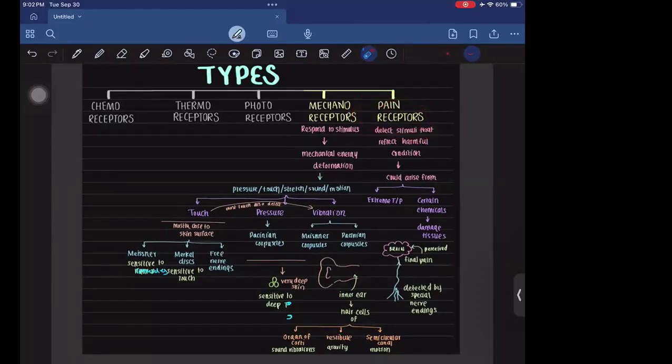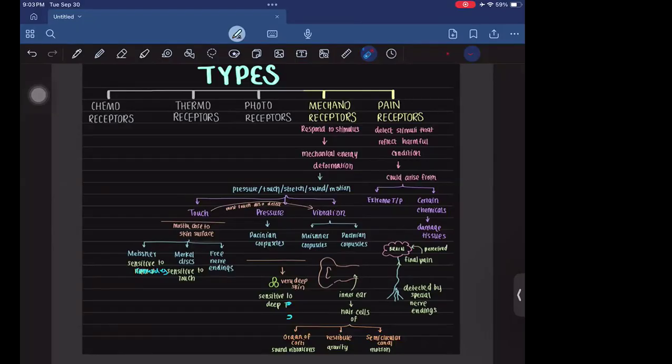So pain receptors will be detecting stimulus that will be reflecting harmful conditions. Like the name says, pain, they'll be detecting pain. That means they will be detecting stimuli which result from harmful conditions, and they can arise either from extreme temperature or pressure, or else from certain chemicals which have the ability to damage tissues. So what will the pain receptors detect? As I mentioned earlier, for each of the receptors, you have to first of all know what they will be detecting.